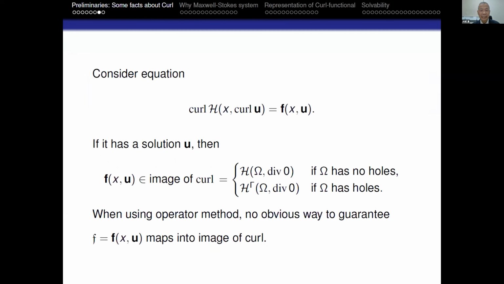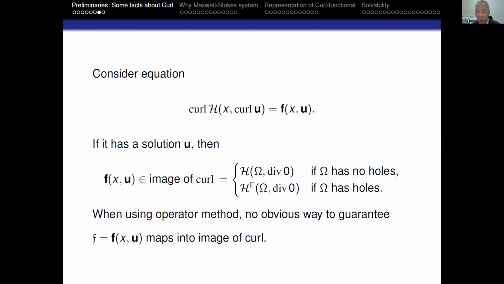So let's consider an equation of the following form. Q of some nonlinear vector field H of Q of U. H is a vector valued function, and the right side is f of U. It could be given depending only on x, or it could depend on U. And if this equation and some kind of boundary condition has a solution U, then the left side belongs to the image of Q, and the right side must also. And this means the right side must satisfy some actual condition.